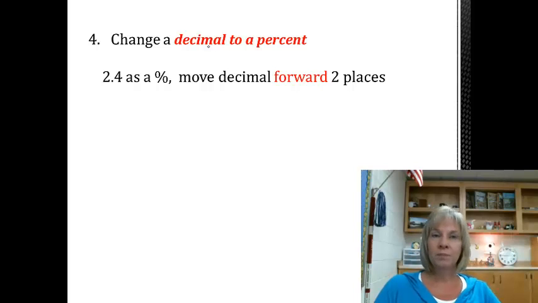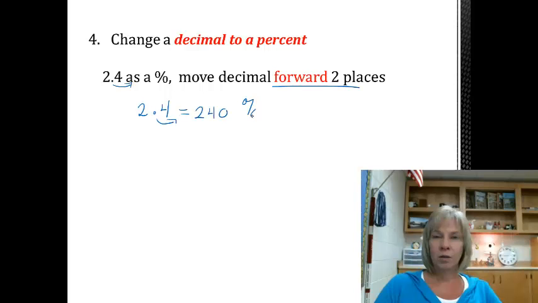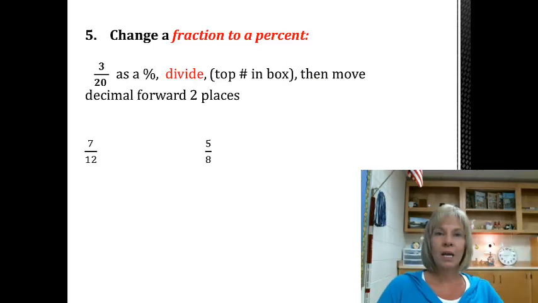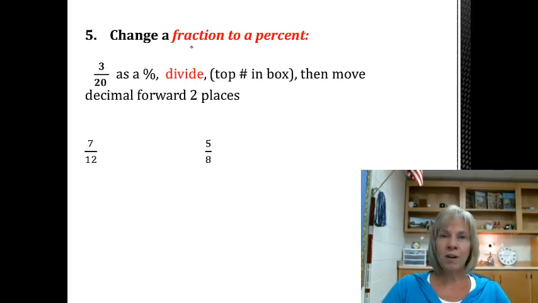Okay, number 4, changing a decimal to a percent. This is another simple one that doesn't require any work. A decimal to a percent, we move the decimal forward 2 places, so it goes forward because we're multiplying by 100. So this would be from 2.4, moving the decimal forward would be 240%. Remember, we're changing it to the percent, 240%.